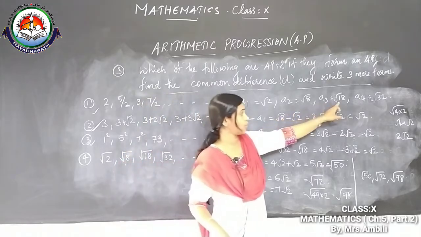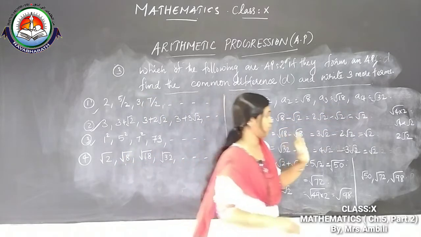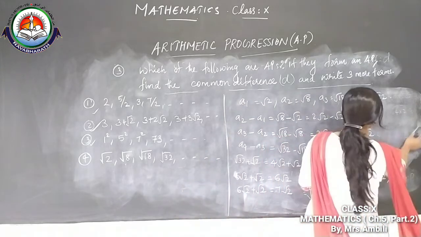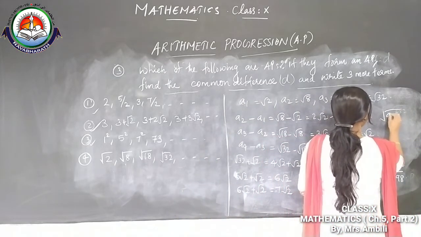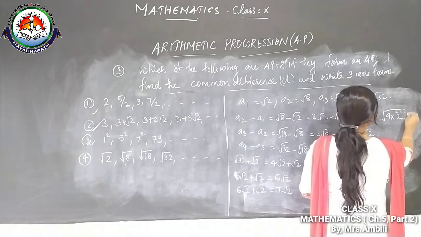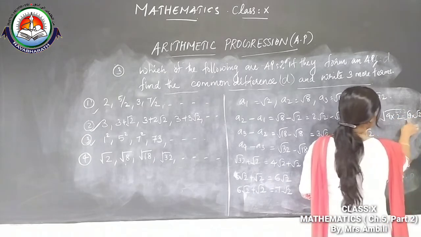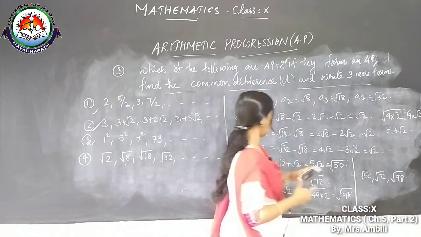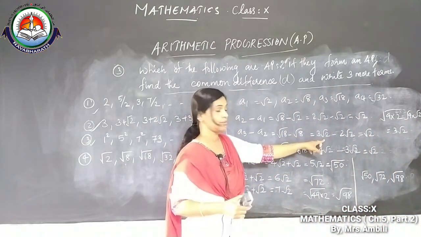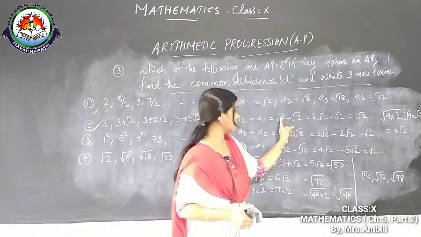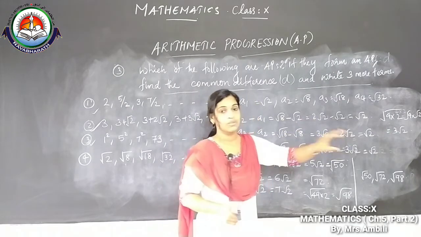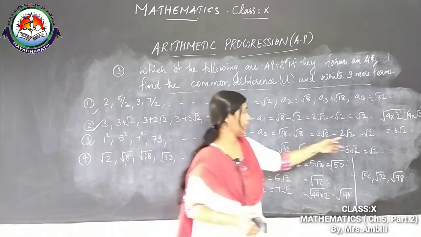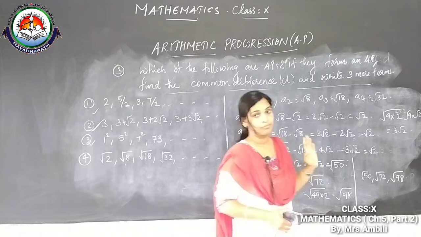Then come to the next, A3 minus A2. Here A3 is root 18, and we change it also. Root 18 can be written as root 9 into 2, so root 9 into root 2. Root 9 is 3, so 3 root 2. So root 18 becomes 3 root 2, minus root 8, which we changed to 2 root 2. Subtracting 2 root 2 from 3 root 2, we get root 2.